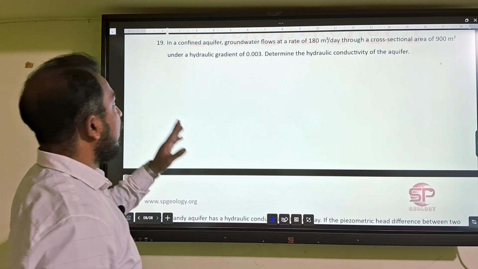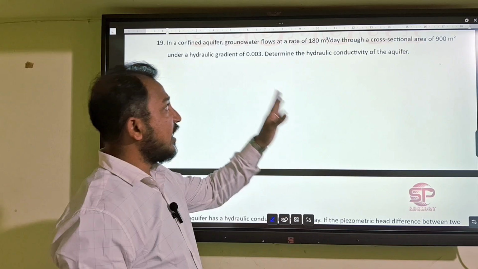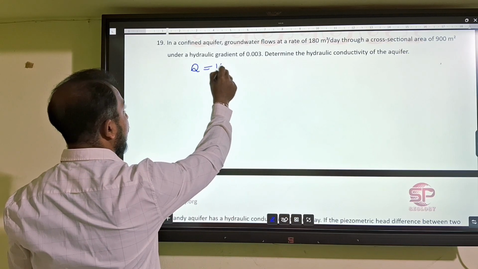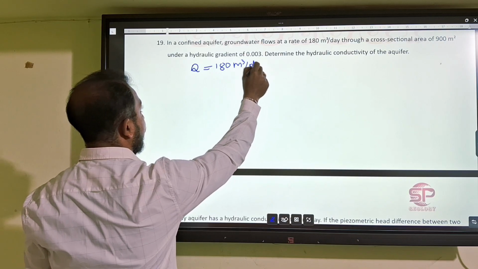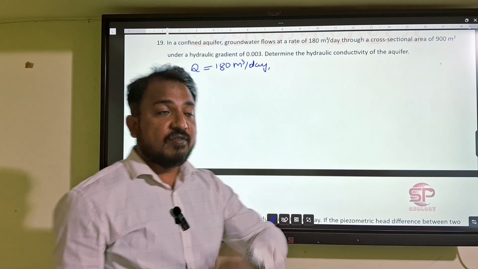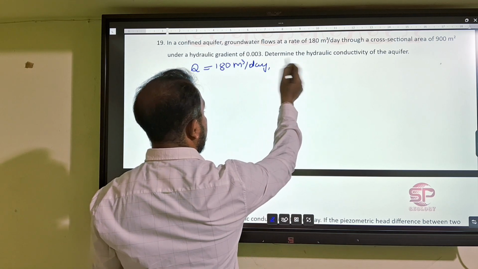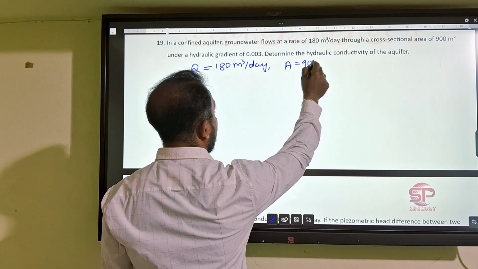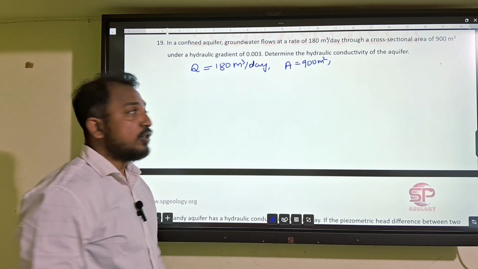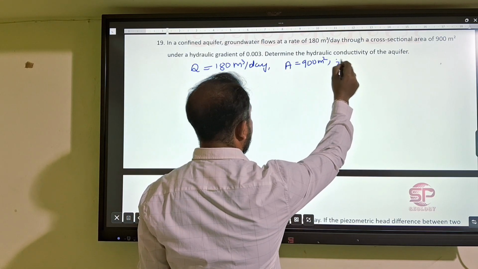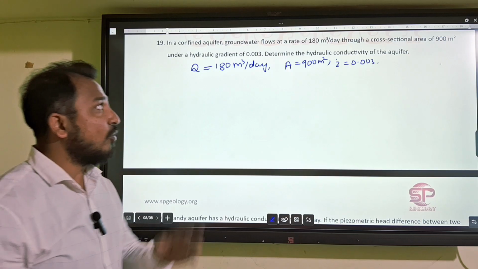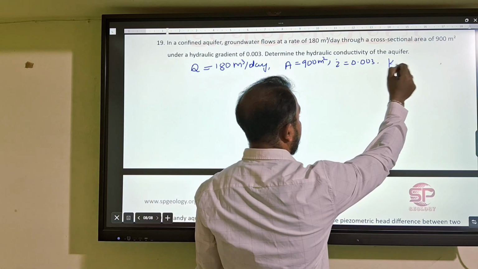We come to the next question. In a confined aquifer, groundwater flows at a rate of 180 meter cube per day. That means capital Q is given 180 meter cube per day. Through a cross sectional area of 900 meter square. So cross sectional area A is given 900 meter square. Under a hydraulic gradient of 0.003. So hydraulic gradient is given, that is I, 0.003. So you have to calculate the hydraulic conductivity of the aquifer. You have to calculate K.